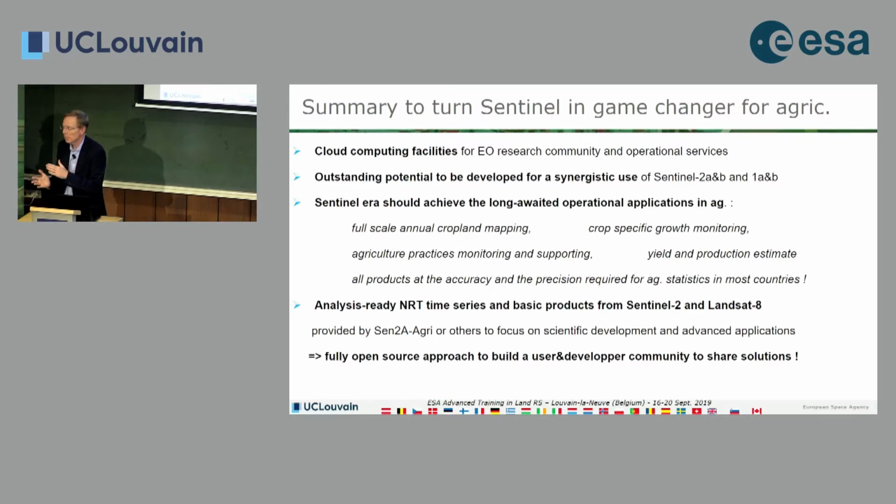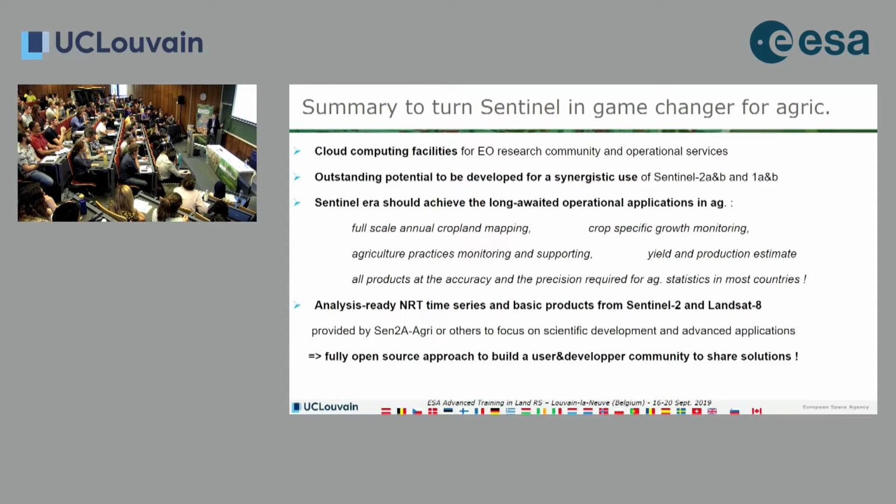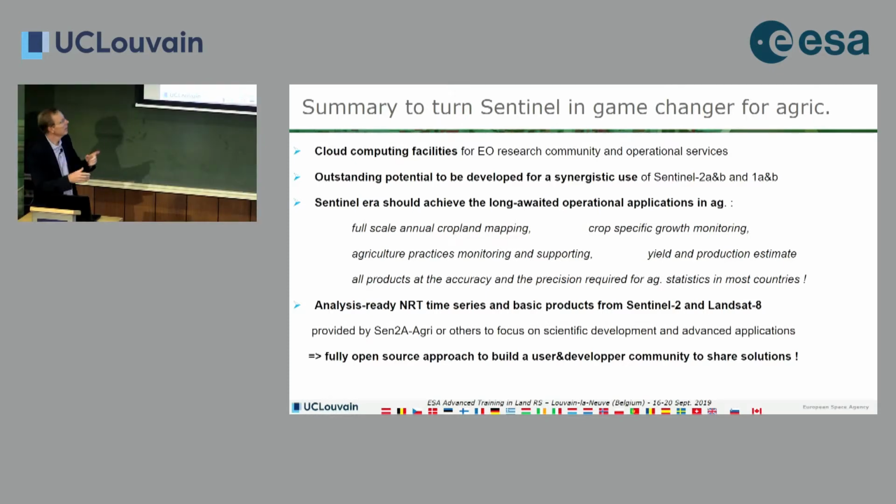Today, most of the people are using Sentinel-1 as they do Sentinel-2. You heard Ramon, there is much more to be done with Sentinel-1 for agriculture. We are really at the beginning. We hope that with this Sentinel era, we should be able to achieve the long-awaited operational application. You know that for 40 years, people from remote sensing claim that we can do full-scale annual cropland mapping. I hope now this is really feasible.